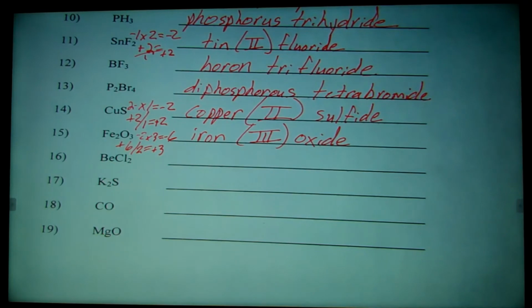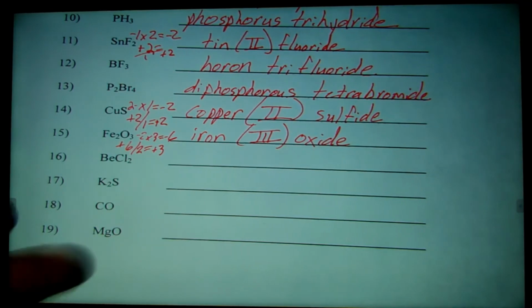BeCl2. Be is beryllium. Beryllium and chlorine. That's metal and non-metal. Beryllium has a fixed charge, so name it based off of monatomics.